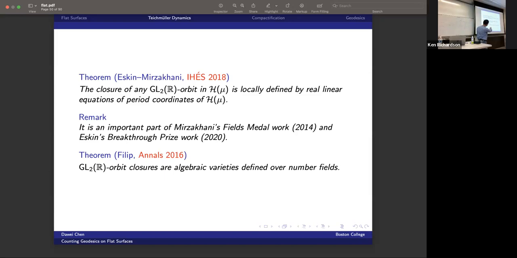Soon after the preprint, Simion Filip, a former student of Eskin, generalized and strengthened the result by changing the real coefficients to something more restrictive, algebraic numbers. In other words, just by looking at the Eskin-Mirzakhani result, these linear equations may still have transcendental numbers, like pi or e, as possible coefficients. But Filip's result rules that out. It tells us the coefficients must be algebraic numbers, like square root of 2. As a consequence, these orbit closures, originally defined in an analytic context, turn out to be algebraic varieties defined over a number field, over Q-bar. That really makes a deep connection to many algebraic topics like Hodge theory and arithmetic geometry.